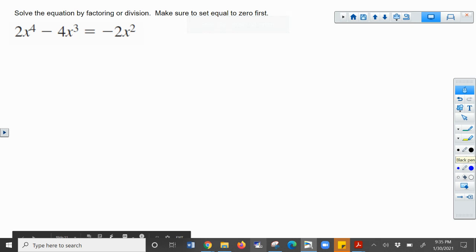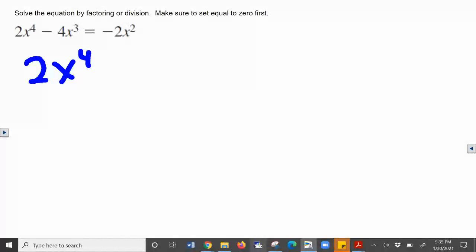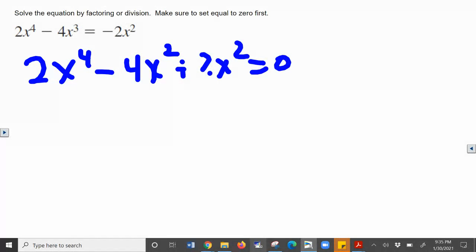So here's example 1. Solve the equation by factoring or division. Make sure to set the problem equal to 0 first. So I'm going to add 2x squared to both sides because that'll set it equal to 0, right? Add 2x squared, and that is equal to 0.